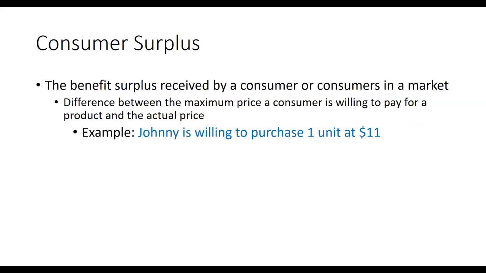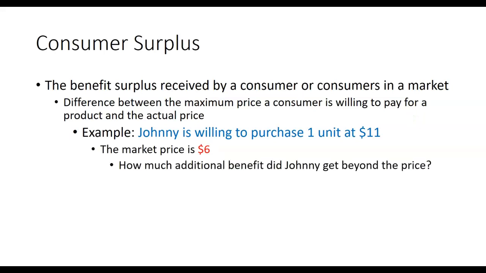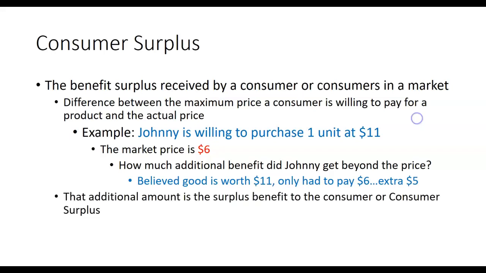So let's go to an example. I think examples are definitely helpful. We got Johnny. Johnny's willing to purchase the first unit, and they think it's worth $11. They get $11 of benefit out of it. What if the market price is $6? How much additional benefit did Johnny get beyond the price? Johnny believed it was worth $11, but they only had to pay $6, so they get an extra $5 of benefit by buying this good at the $6 price. We call that consumer surplus: the $5 is the additional surplus benefit to consumers.